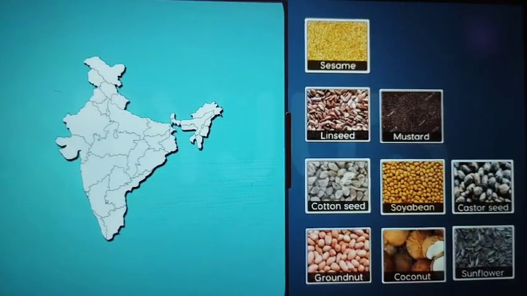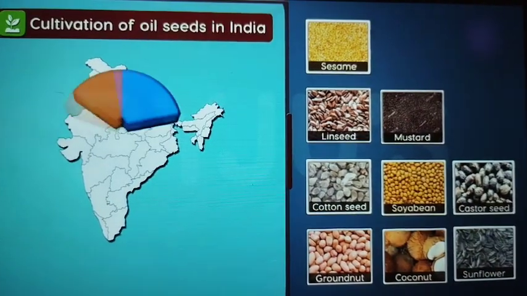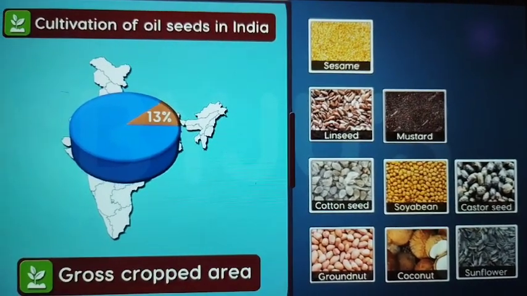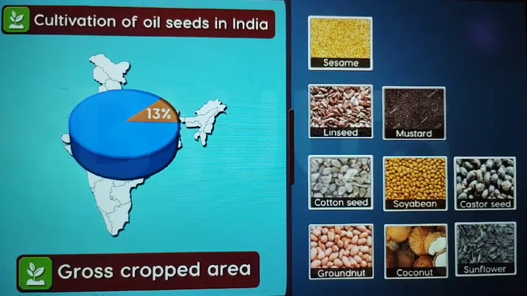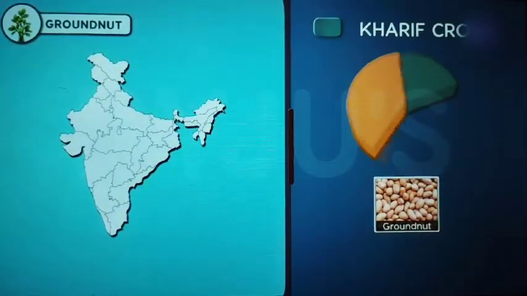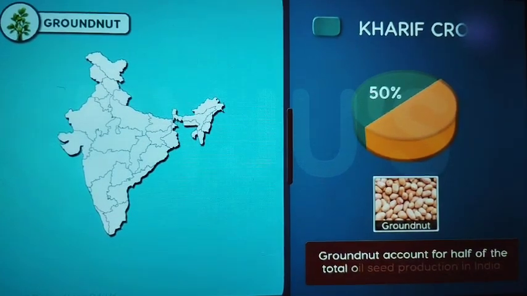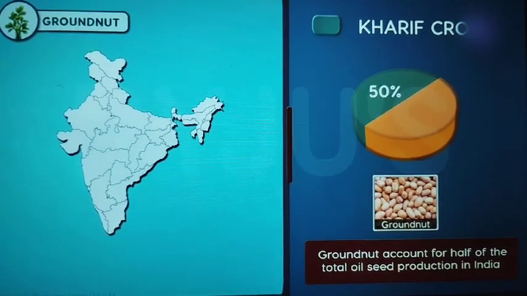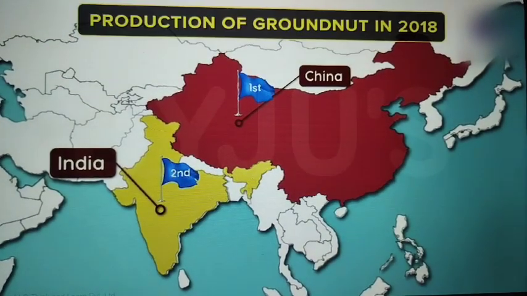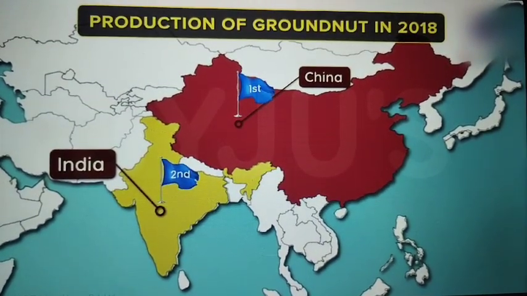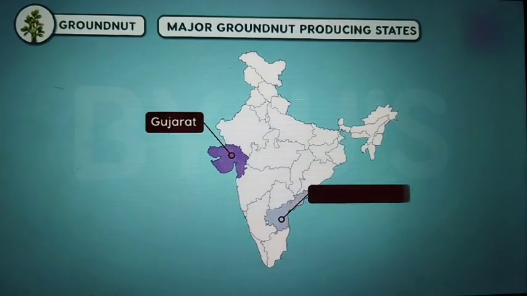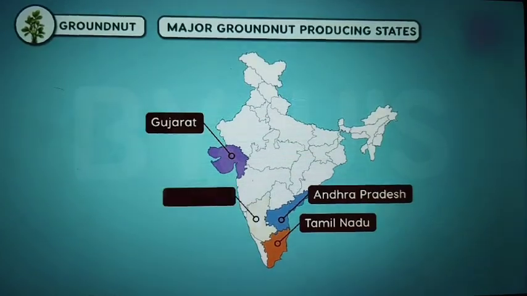As of 2017, oil seeds accounted for 13% of the gross cropped area in India. Among all the oil seeds cultivated, groundnut, which is a Kharif crop, accounts for half of the total oilseed production in India, and it ranked only second to China in the production of groundnuts in 2018. Groundnut is mainly cultivated in Gujarat, Andhra Pradesh, Tamil Nadu, and Karnataka.